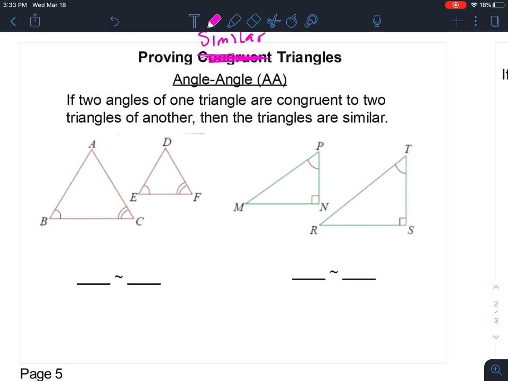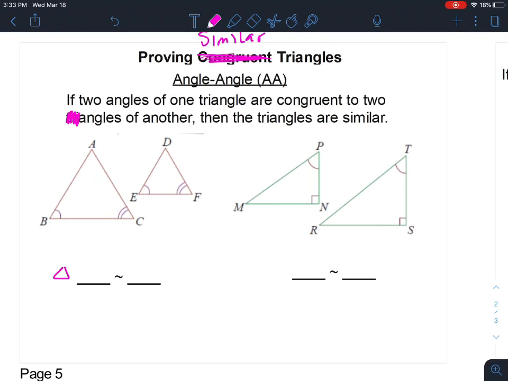Proving similar triangles. If two angles of one triangle are congruent to two angles of the other triangle, then the two triangles must be similar because of angle-angle similarity, because we can then show the third pair of angles has to be congruent as well.